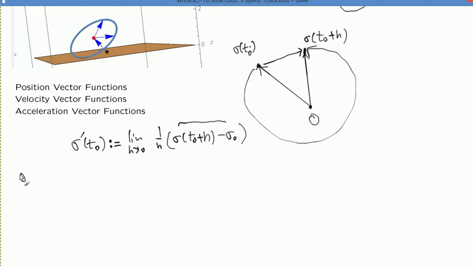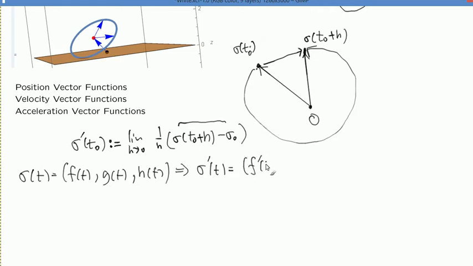If sigma t is given by f(t), g(t), h(t), right? It's given by this one formula. Then what is this sigma prime t? If you go through the definition, it's really easy to see that each component, f prime of t, g prime of t, and h prime of t, is the answer to that.